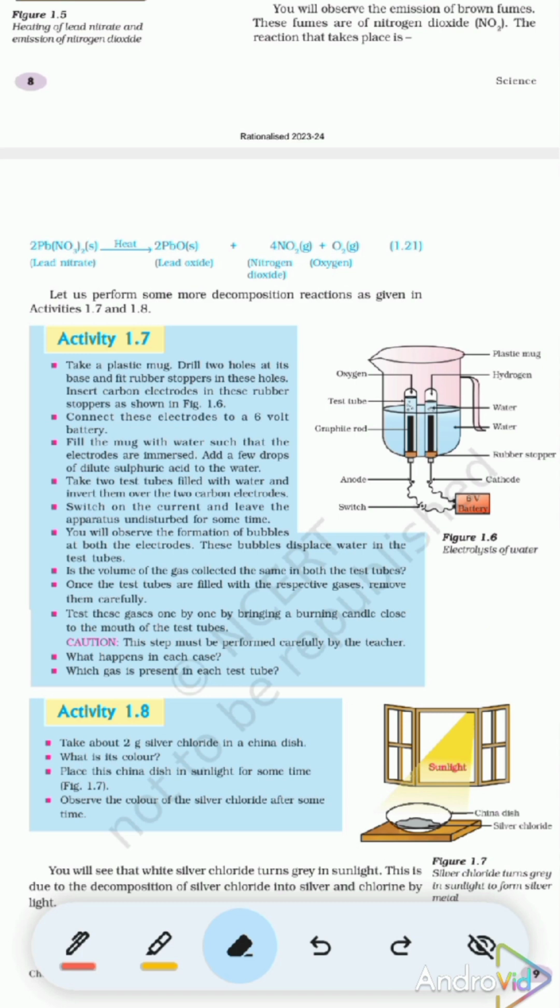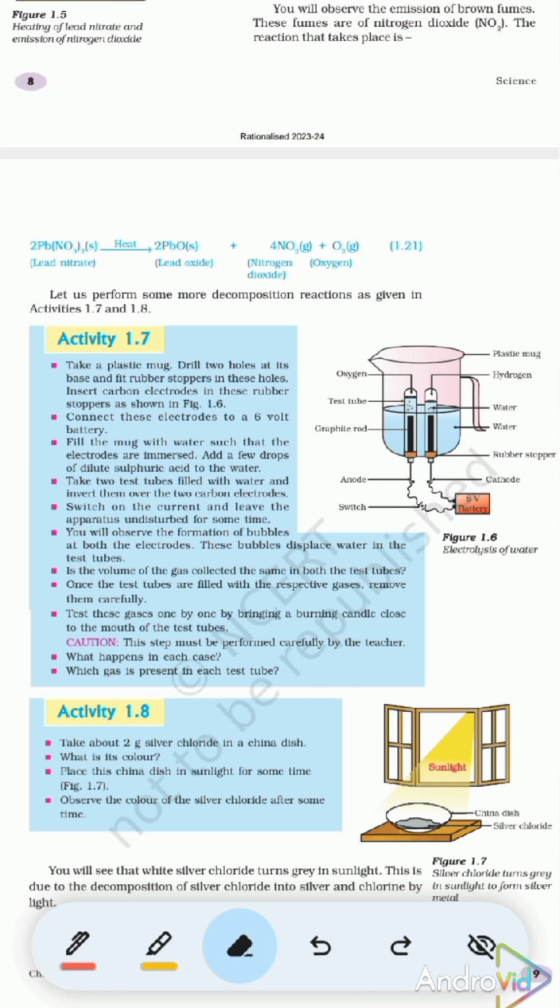Now let us explore and perform some more decomposition reactions as given in activity 1.7 and 1.8. In activity 1.7, we first take a plastic mug, and inside that mug we drill 2 holes at its base and fix rubber stoppers in these holes, and after that we insert carbon electrodes in these rubber stoppers as shown in figure 1.6. Now after that we connect the electrodes to a 6-volt battery. After that we fill the mug with water such that the electrodes are immersed.